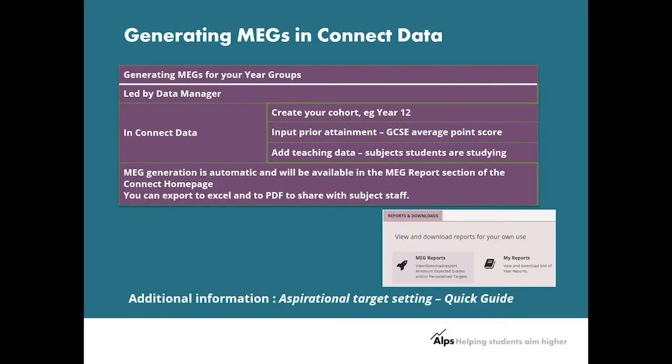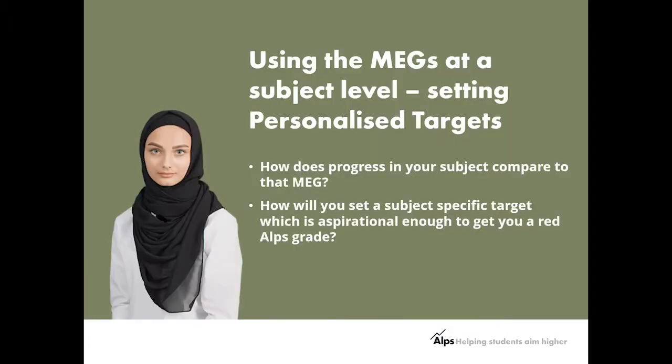Once that's all in, you've got your MEGs. They are generated automatically, and you will find them on your homepage in that report section, MEG reports, and you've got some Excel files and PDFs that you can choose from to export them. So that's your MEGs, but as I say, that is a start point. So we're going to jump into the subject level now. And it's really imperative that all of your teaching staff understand how the MEG relates to national progress in their subject, because it's different.